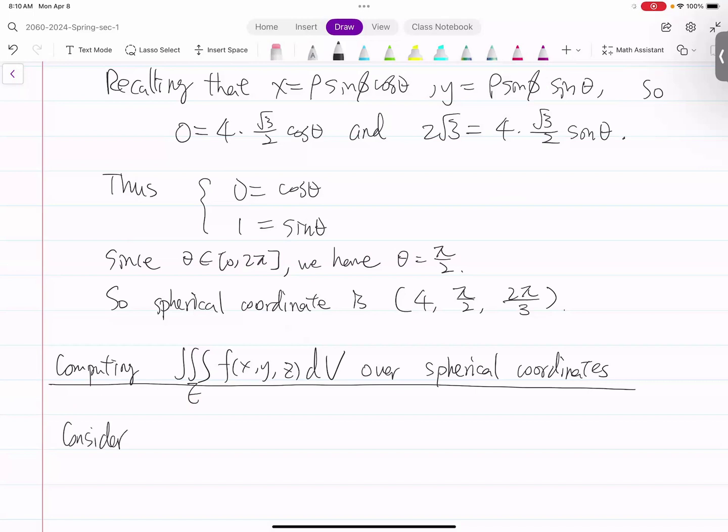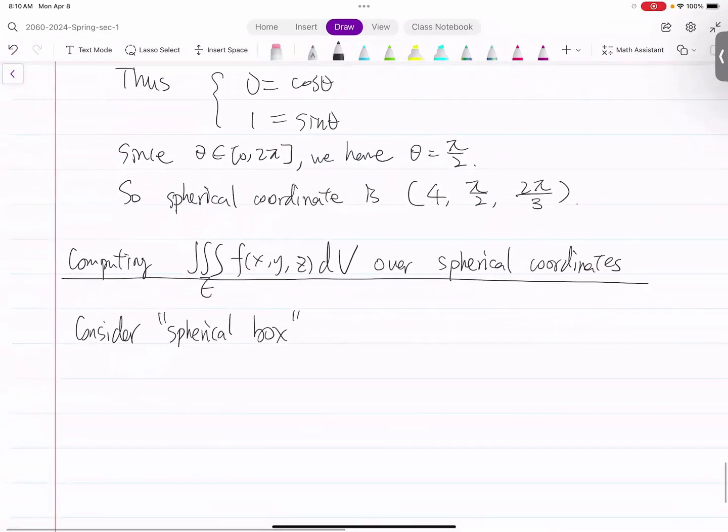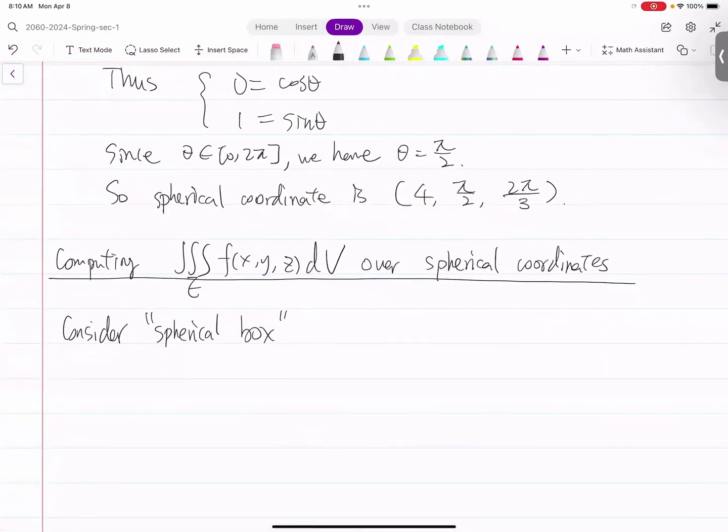Consider a spherical, let's say, box again. So the shape of this spherical box is going to be different from a traditional box, but it highly relates to a polar rectangle. Okay.